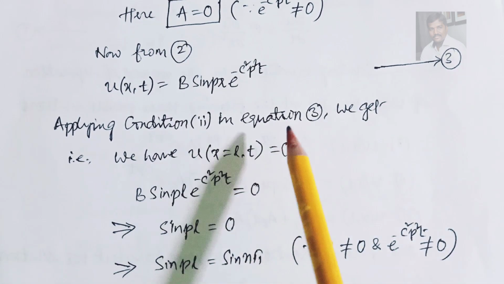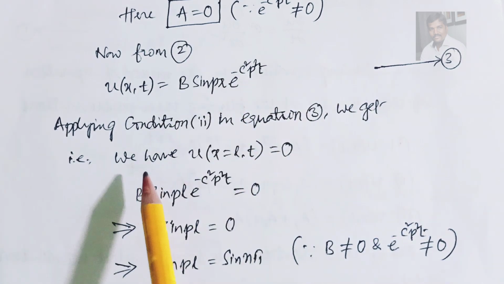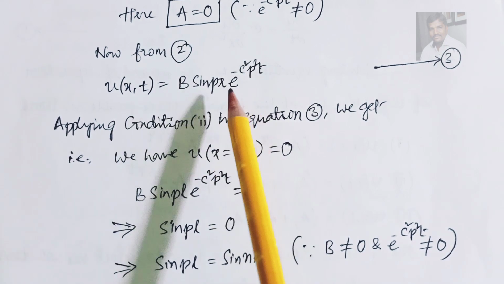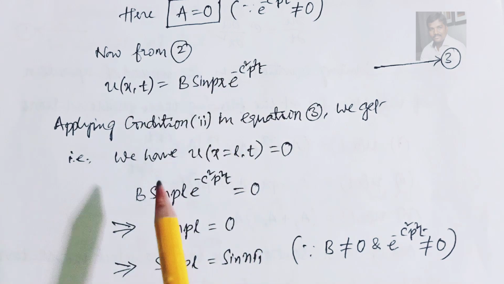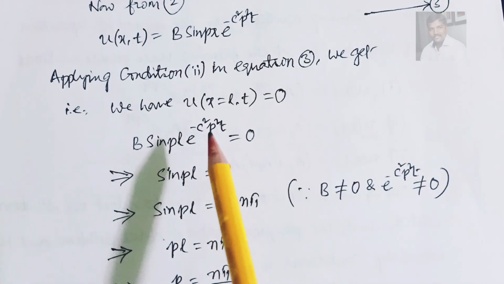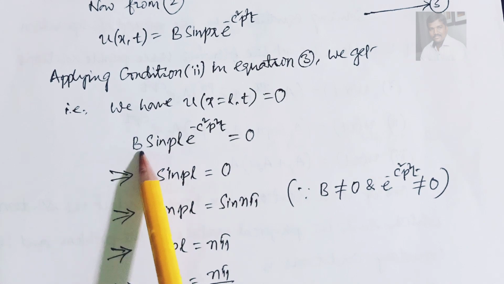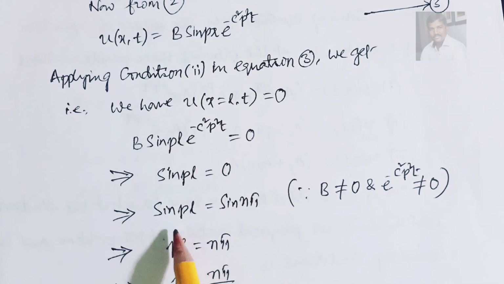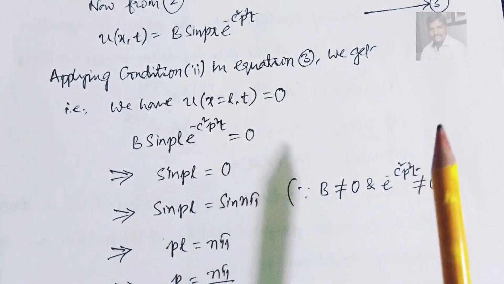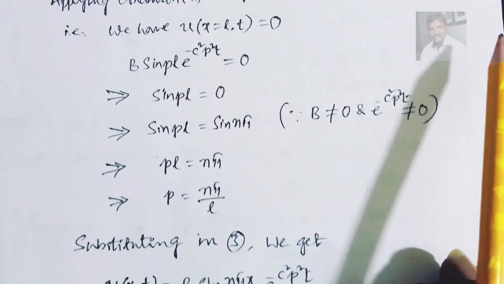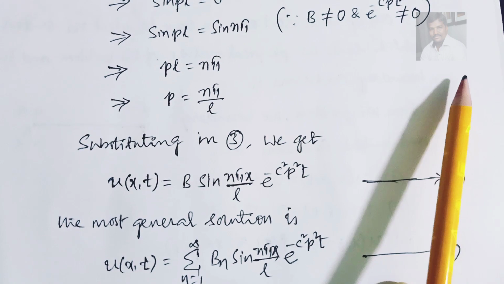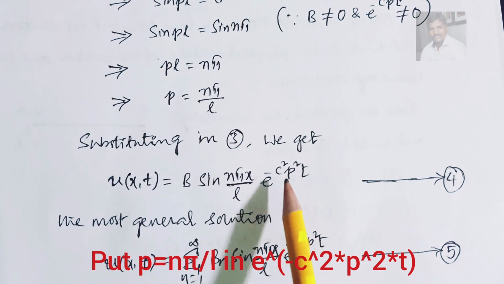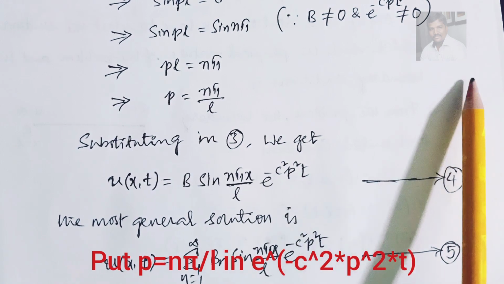Now applying condition 2 in equation 3. What is condition 2? u of x comma t is equal to 0 at x is equal to L. So take x is equal to L, and there you will get b sin pL into e power minus c square p square t is equal to 0. Now b cannot be 0 and e power minus c square p square t cannot be 0. Therefore sin pL is equal to 0, that is sin pL is equal to sin n pi, so pL is equal to n pi. From this, p is equal to n pi by L. Now substituting this in 3, we get u of x comma t is equal to b sin n pi x by L into e power minus c square p square t. That is equation number 4.